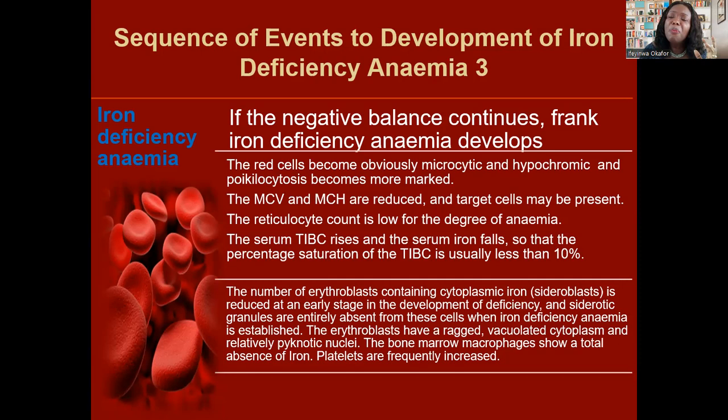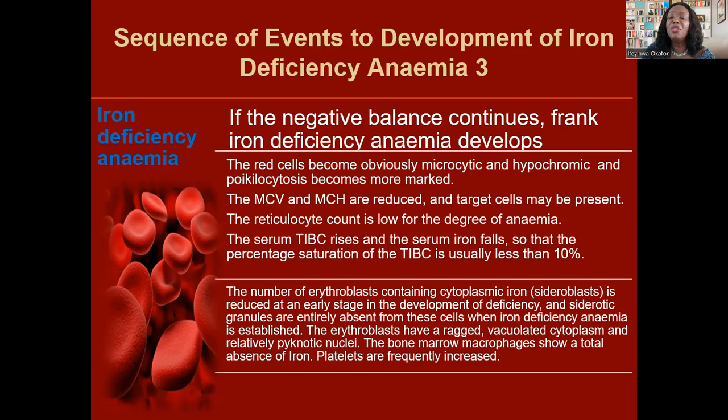So the three stages that lead to the development of iron deficiency anemia are: number one, you have depletion of iron stores. Number two, you have iron deficient erythropoiesis. And number three, you now have the development of frank iron deficiency anemia. And you should be able to know at this stage what actually happens.